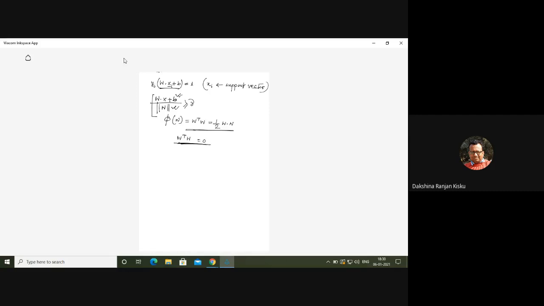Now what is the constraint? The constraint is the expression for the support vector: yi multiplied by W dot xi plus b equals to 1. This is our constraint. Under this constraint, we will try to minimize the function phi W, or phi W equals half of W dot W. This is the constraint based on which phi W will be minimized.